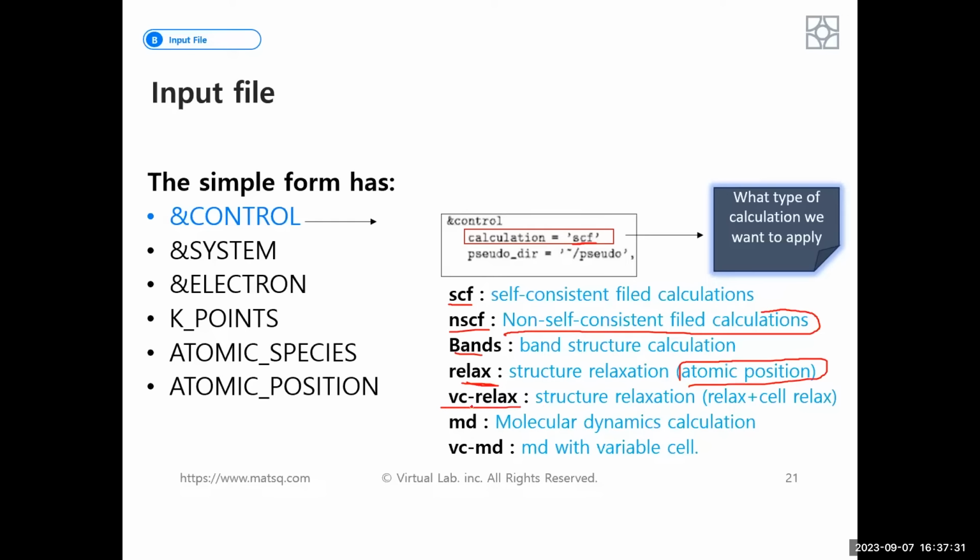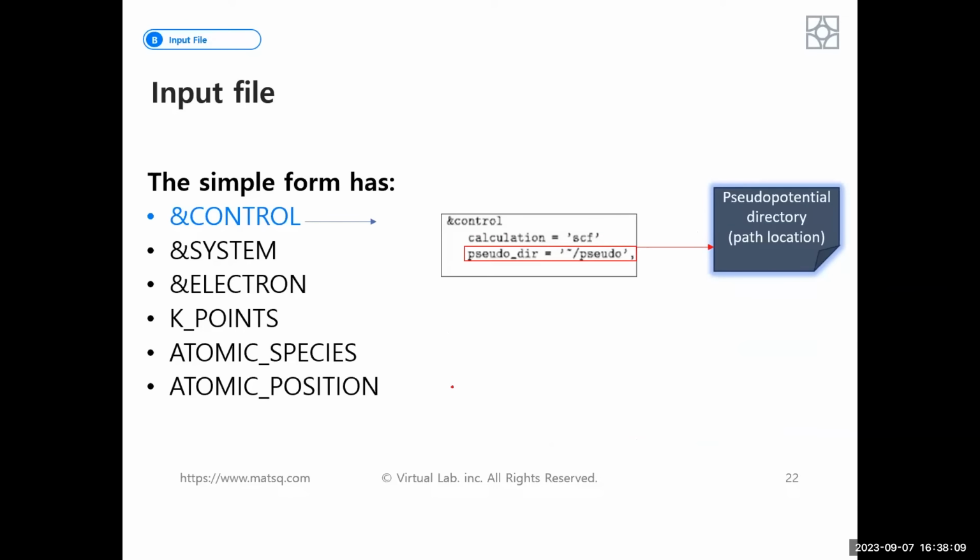While when we say vc-relax, we are doing relaxation of the atoms of the structure, and also the box itself would be relaxing. MD is for molecular dynamics calculation, also a mixed calculation. I'm showing it here, but before I go to the platform, while I'm introducing the input file, I will show you how you can extract this kind of information from the manual itself, the Quantum Espresso manual.